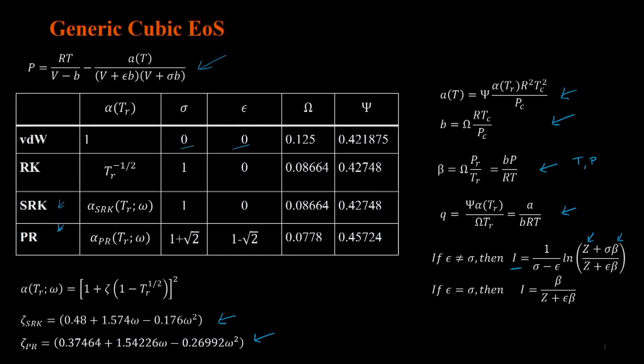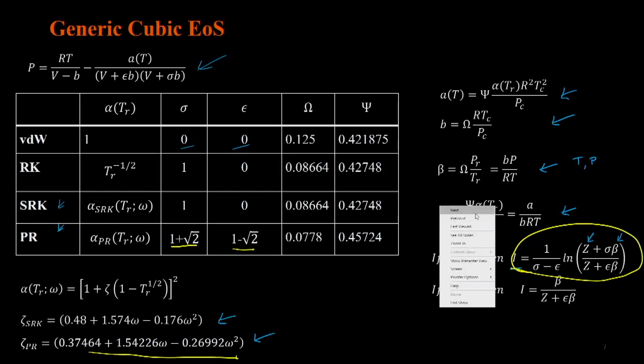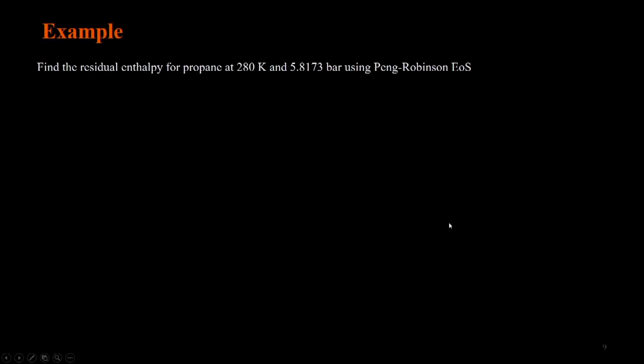This is it, right? And then for Peng-Robinson, I'm interested in the sigma and epsilon values. They are not the same. So when I'm calculating I, I'm going to use this expression for I, because sigma and epsilon are not the same. And other equations are the same for all equations of state. And of course, for calculating alpha, I want a value for zeta, which will come from here in the case of Peng-Robinson. In this scheme of things, the first things I want to find are PC and TC.